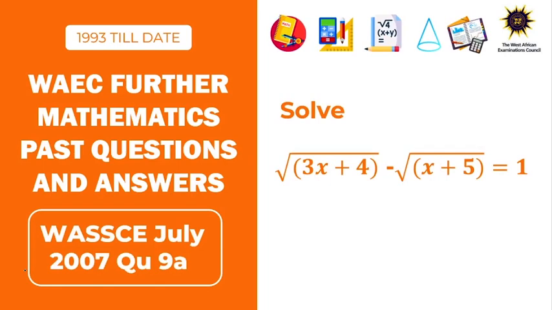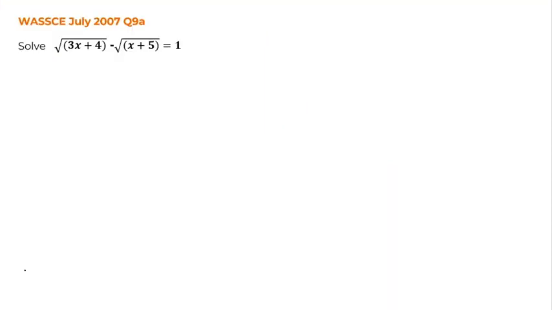In today's video, we want to look at the WAEC Further Mathematics Past Questions and Answers, at the WASSCE July 2007 question number 9a. For July WASSCE that was written in July 2007, question number 9a, we have a radical equation, that is an equation involving root signs. We have the root of 3s plus 4 minus the root of s plus 5 is equal to 1. We have to solve this equation and find the value of s. So let's proceed to look at the solution to this problem.